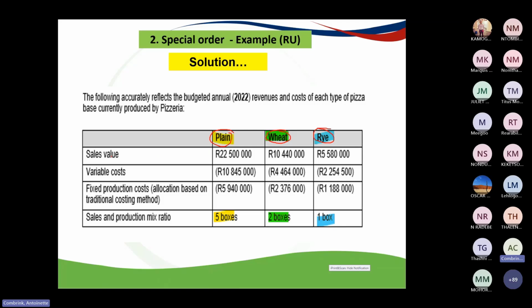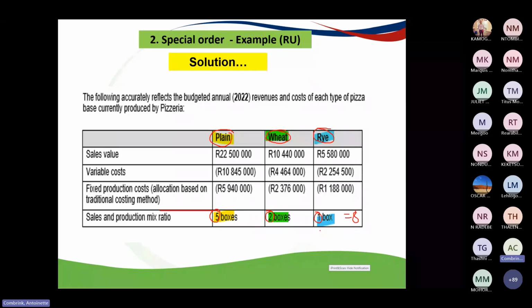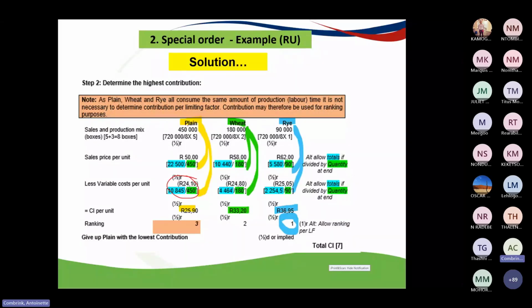So we've got the sales value of plain, wheat and rye. We've got the variable cost of plain, wheat and rye. We've got the fixed production cost of each. And then we tell you that we sell 5, we sell 2, and we sell 1. Okay, so in total, we're selling 8 in our mix. Okay. So to get the variable cost that I'm going to put into my special order cost, I'm going to take that of plain.